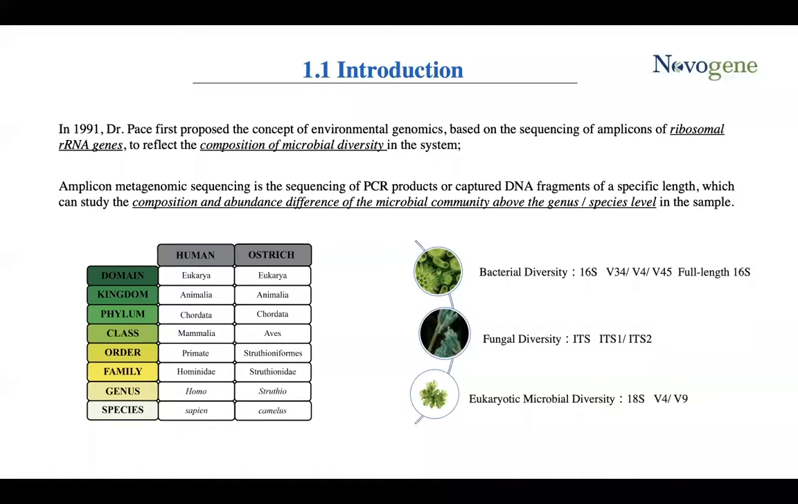The major purpose of amplicon metagenomic sequencing is to reflect the composition of microbial diversity in each system. In most cases, amplicon sequencing can be used to study the diversity of bacteria, fungi, and some eukaryotic microbes in the community by applying deep sequencing of the target regions listed here.